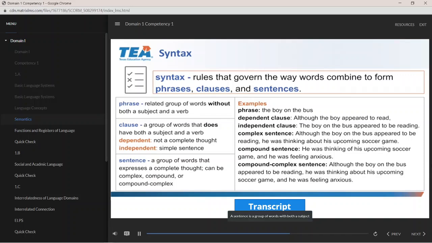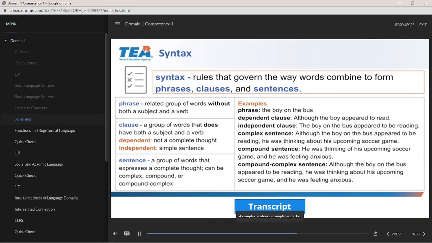A sentence is a group of words with both a subject and a verb that express a complete thought. Sentences can be complex, meaning it has one independent clause and at least one dependent clause, compound, meaning it has more than one subject or predicate, or compound complex, a combination of these.